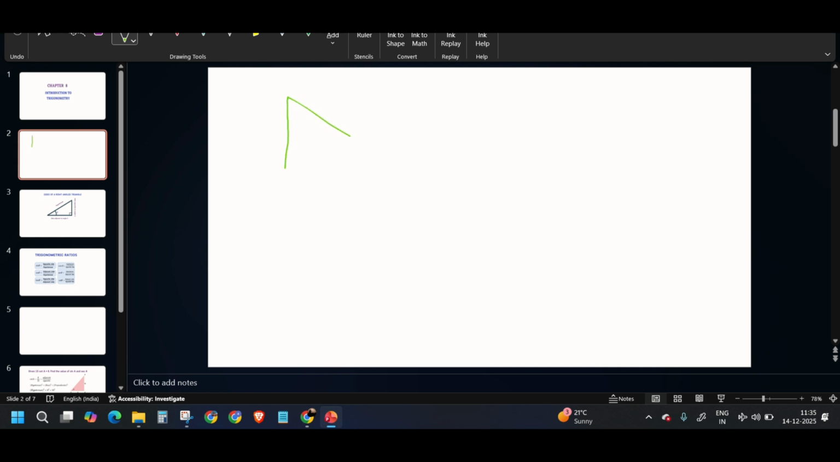Suppose this is a right angle triangle having one angle of 90 degrees. Suppose this point is A, this point is B, and this point is C. So the properties of a right triangle: one angle should be 90 degrees, and the sides are like this: take the side length as perpendicular, this is the hypotenuse and this is the base. Here the hypotenuse will be the longest side, and base and perpendicular will be smaller than the hypotenuse.